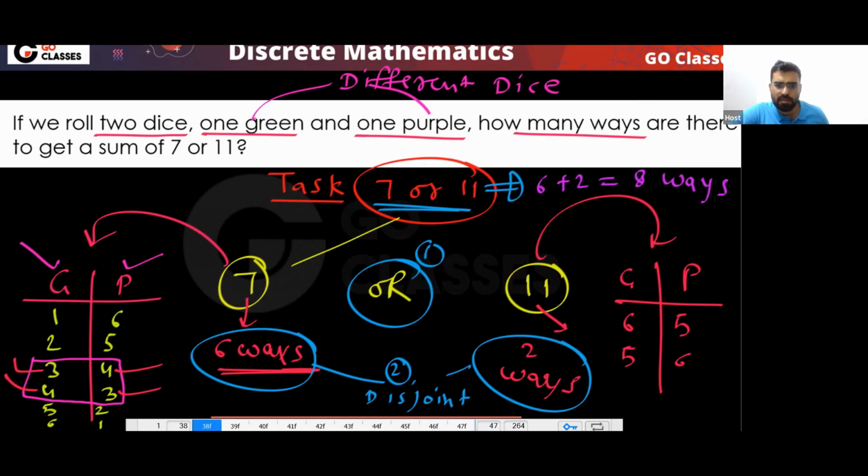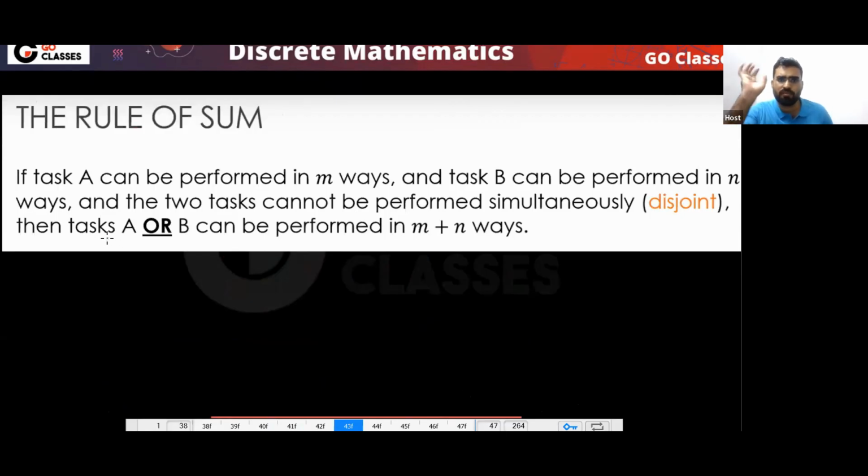So very simple. This is enough for the rule of sum. Remember, if your task A can be done in M ways, task B can be done in N ways, and the two tasks cannot be performed simultaneously, means the two tasks are disjoint, you cannot do them together, then how many ways to do task T, A or B? Answer will be M plus N ways. This is the statement of the rule of sum.